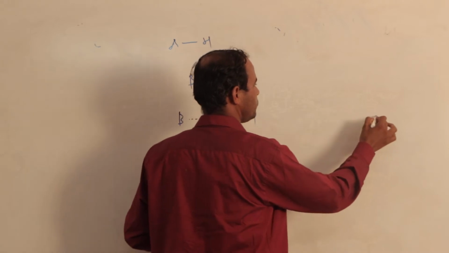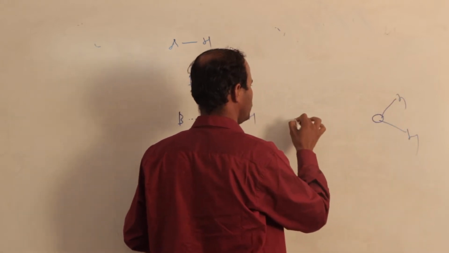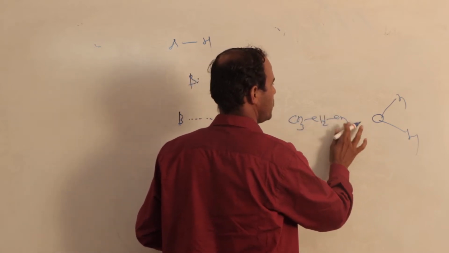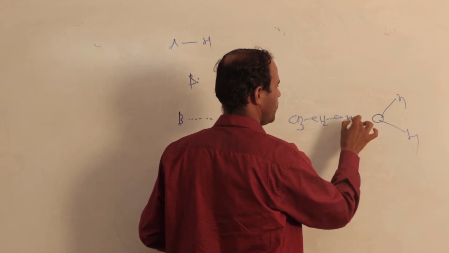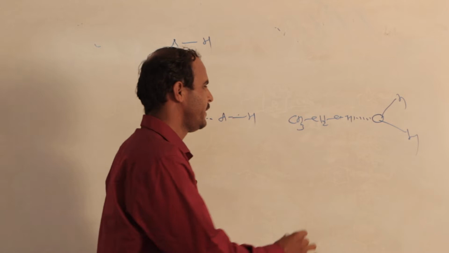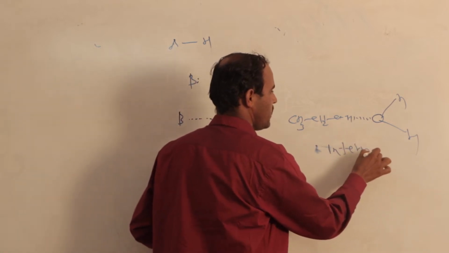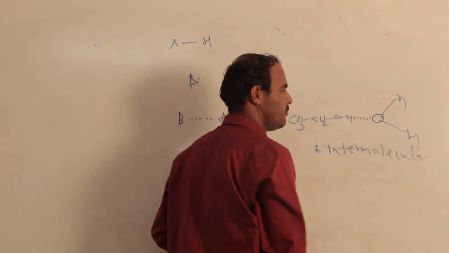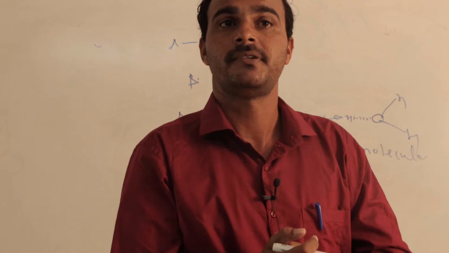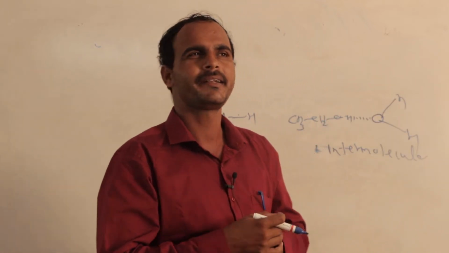Examples are water and ethanol, that is, alcohols. Any alcohol forms a weak bond with water. So this is intermolecular hydrogen bonding. Another type is intramolecular hydrogen bonding. This hydrogen bond is formed between two groups of the same molecule. This is intramolecular hydrogen bonding.